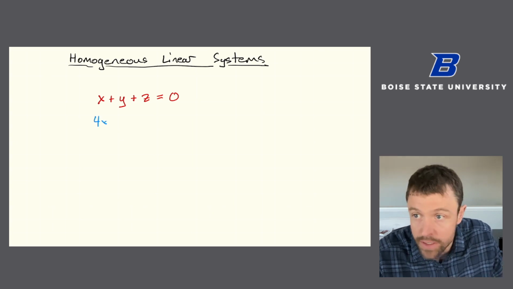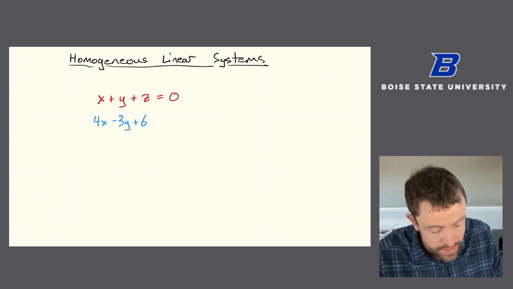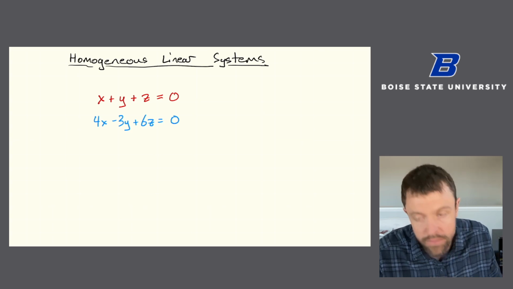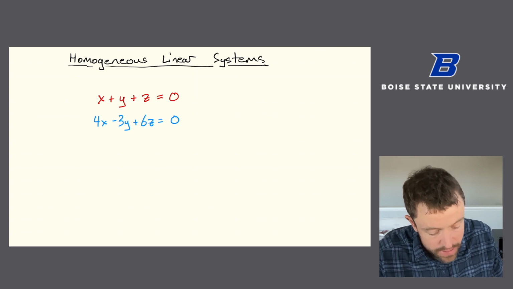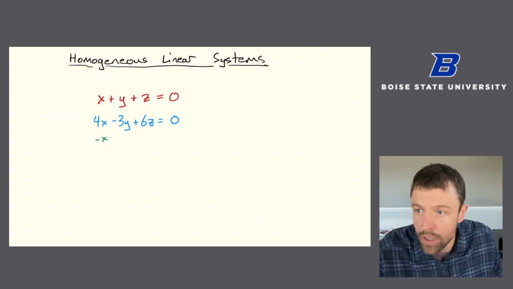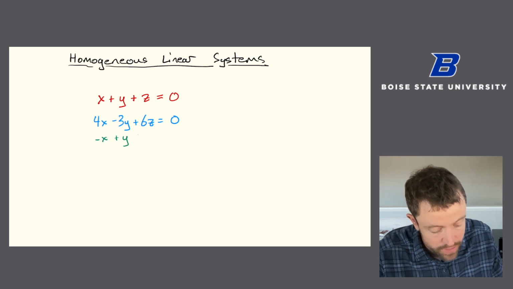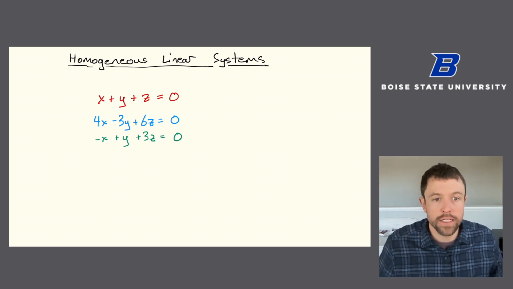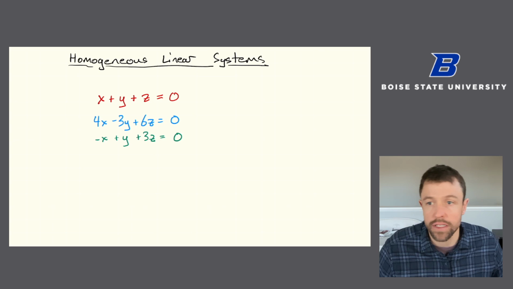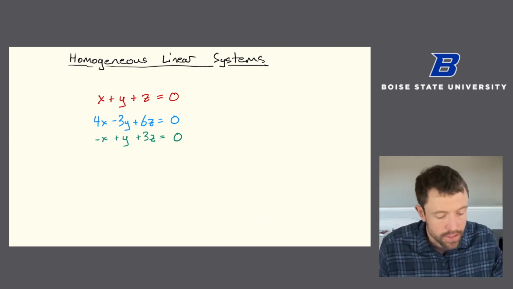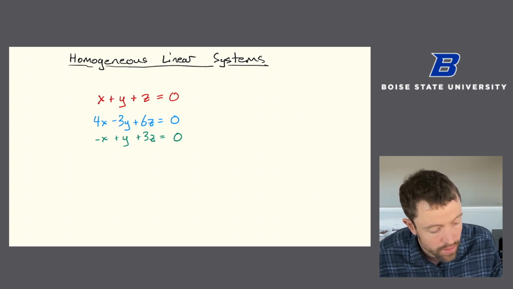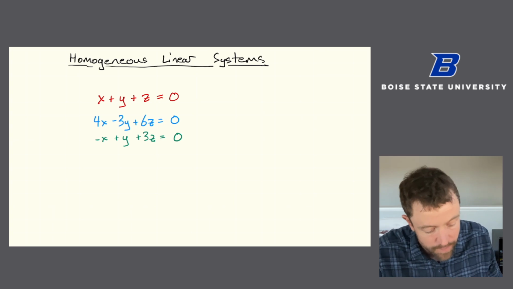So for instance, 4x minus 3y plus 6z equals 0 is another homogeneous linear equation. And let's add a third, minus x plus y plus 3z equals 0. So this is an example of a homogeneous linear system. So what's special about homogeneous linear systems? Or let's say, why do we care?